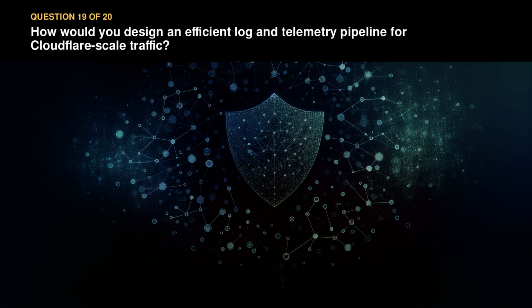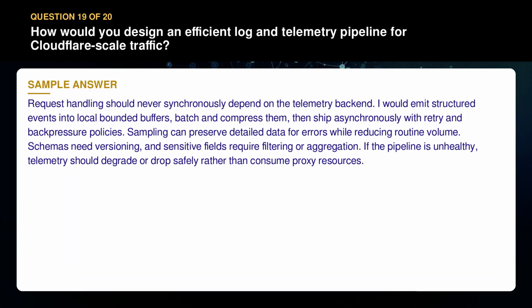Question 19. How would you design an efficient log and telemetry pipeline for Cloudflare-scale traffic? Request handling should never synchronously depend on the telemetry backend. I would emit structured events into local bounded buffers, batch and compress them, then ship asynchronously with retry and backpressure policies. Sampling can preserve detailed data for errors while reducing routine volume. Schemas need versioning, and sensitive fields require filtering or aggregation. If the pipeline is unhealthy, telemetry should degrade or drop safely rather than consume proxy resources.